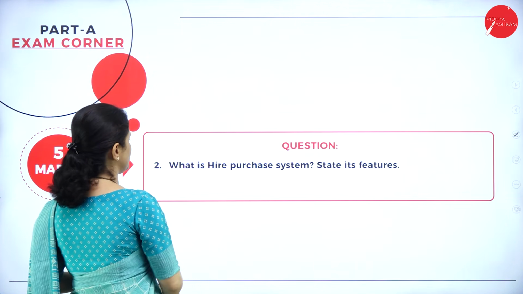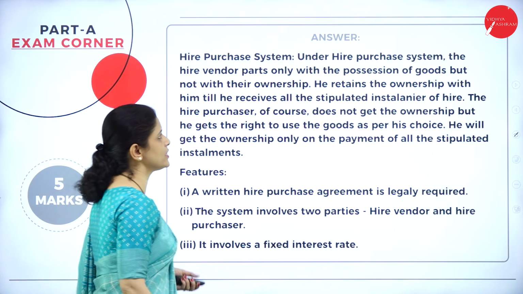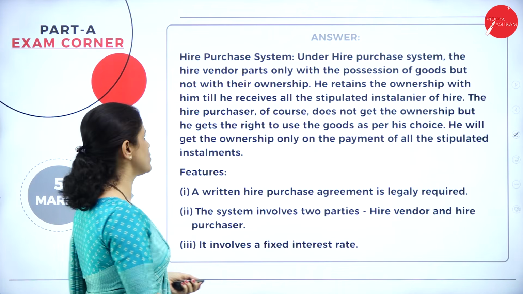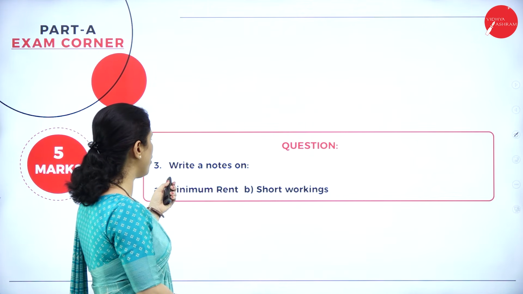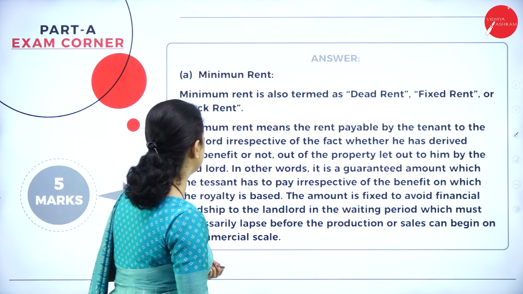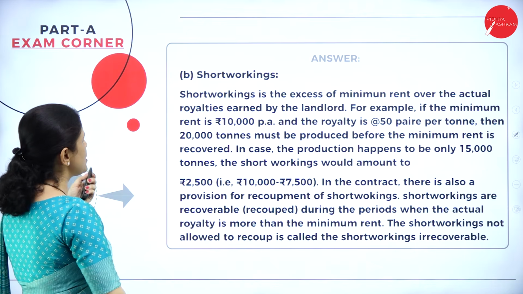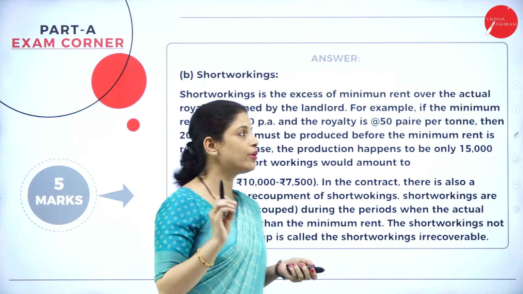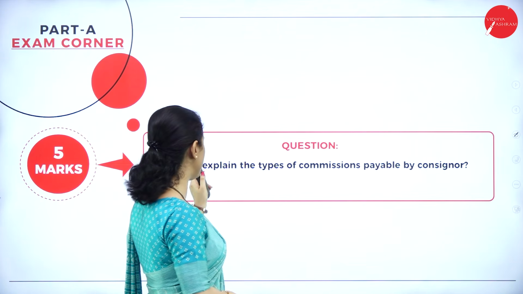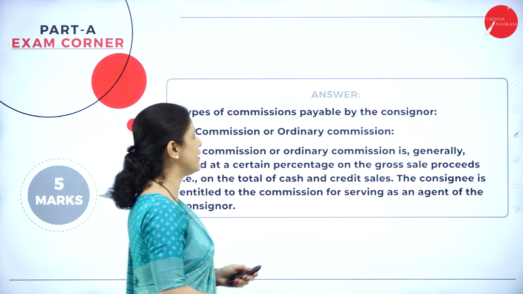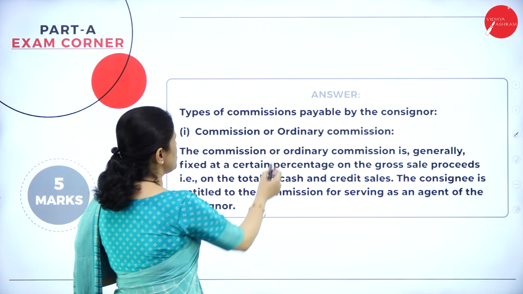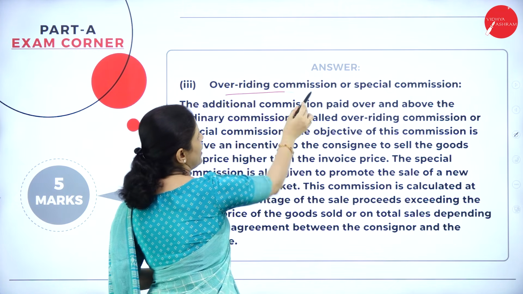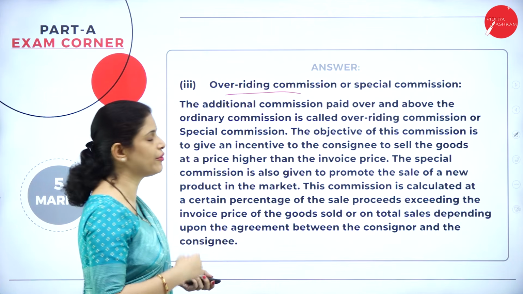Next, let us go to the second question: what is hire purchase system? State its features. You have to write the meaning of hire purchase system and its features. Next question is write a note on minimum rent and short working. You have to write the meaning of minimum rent and also of short working, that is, a short note on those two. And the next question is briefly explain the types of commissions payable by consignor. The types of commission are, first, ordinary commission, second, del credere commission, and third, overriding commission or special commission. You have to write about that.